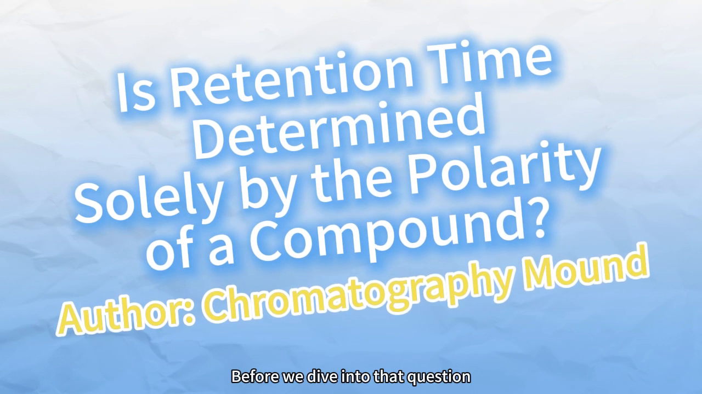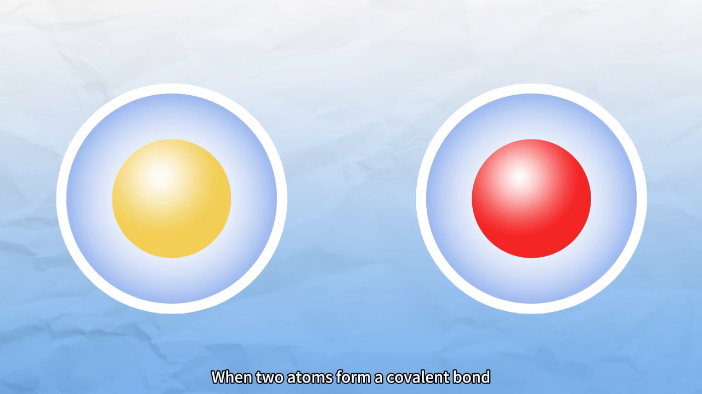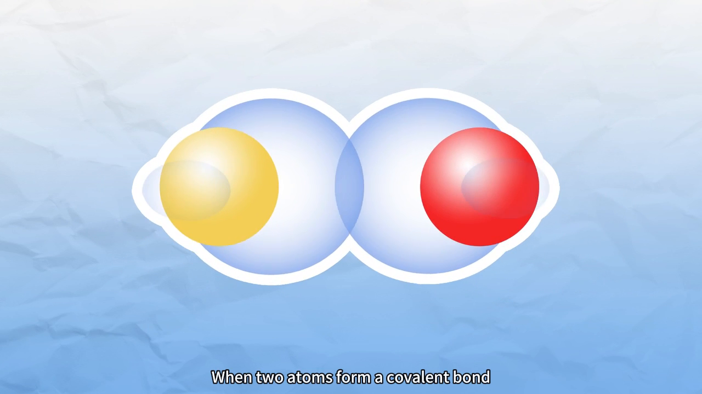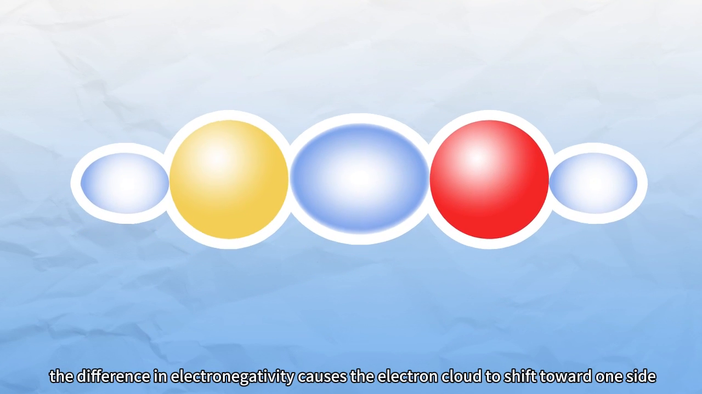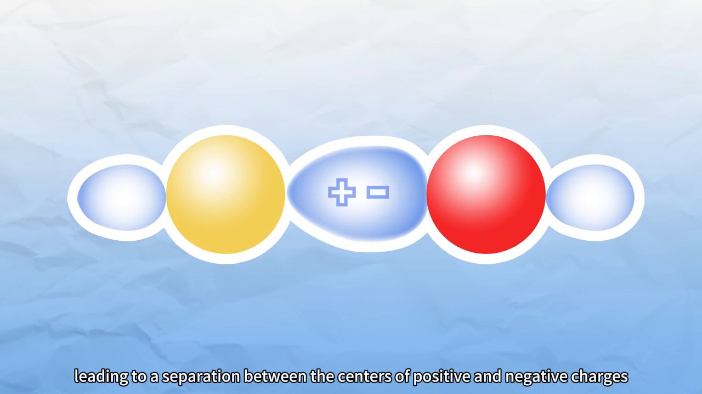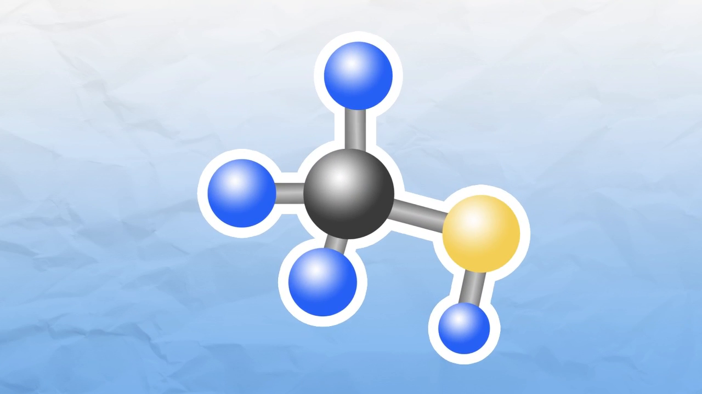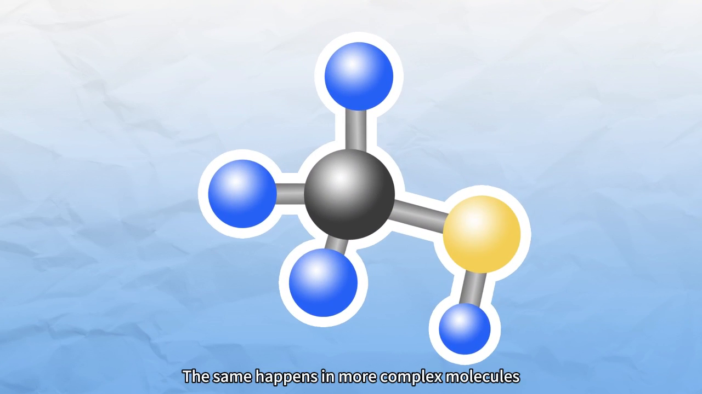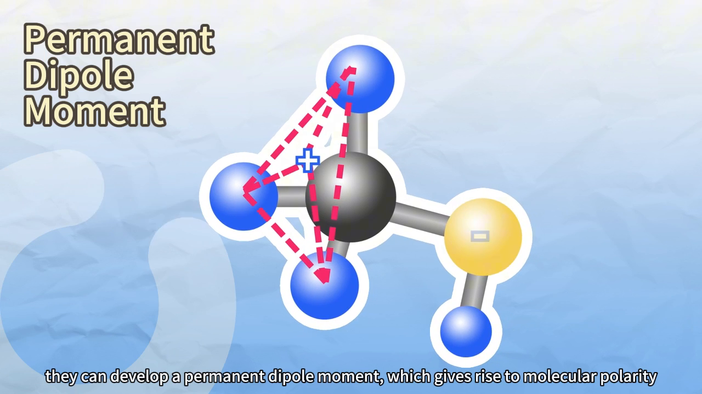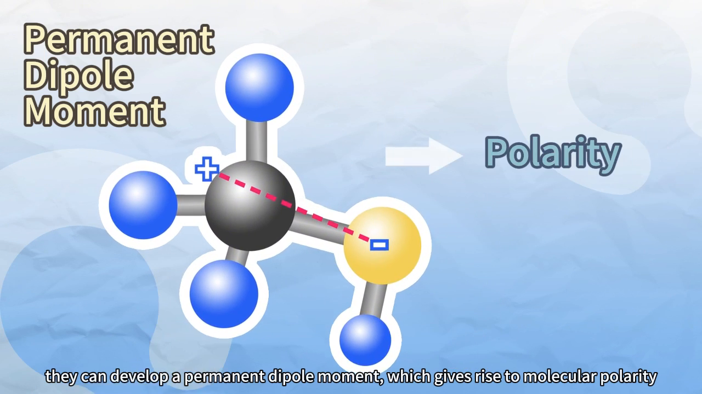Before we dive into that question, let's first understand what polarity actually is. When two atoms form a covalent bond, the difference in electronegativity causes the electron cloud to shift toward one side, leading to a separation between the centers of positive and negative charges. The same happens in more complex molecules. They can develop a permanent dipole moment, which gives rise to molecular polarity.